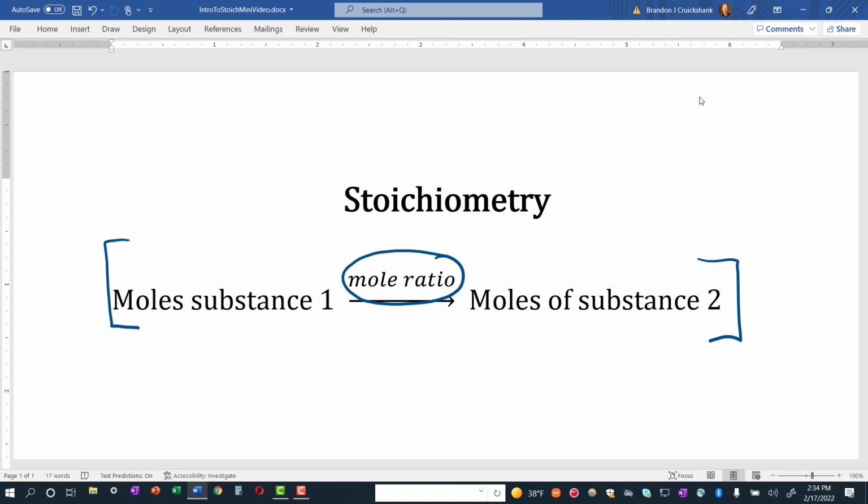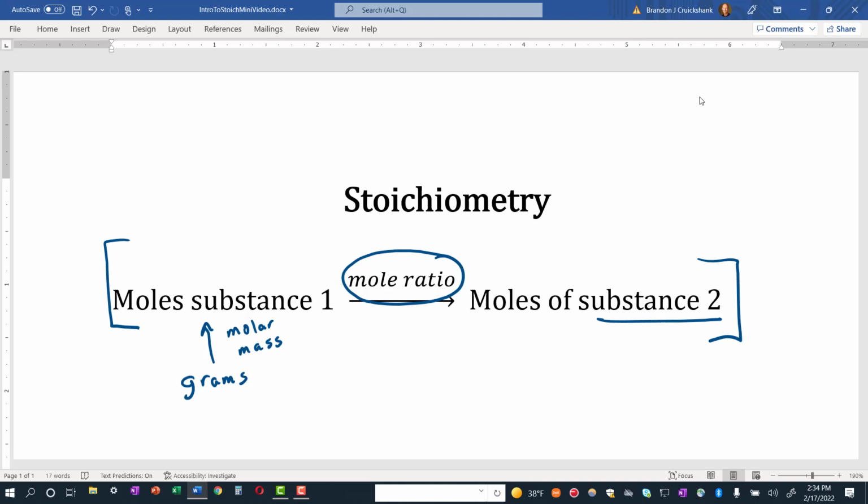Okay? Now, as you've seen in some problems, you have to do a little more work sometimes. Maybe you start with grams of that first substance. Okay? But that's not hard, right? We know how to do this. We can convert grams to moles using the molar mass of that substance. So it just adds another step in our calculation. And then after we get moles, we apply our mole ratio. We get to moles of the second substance.